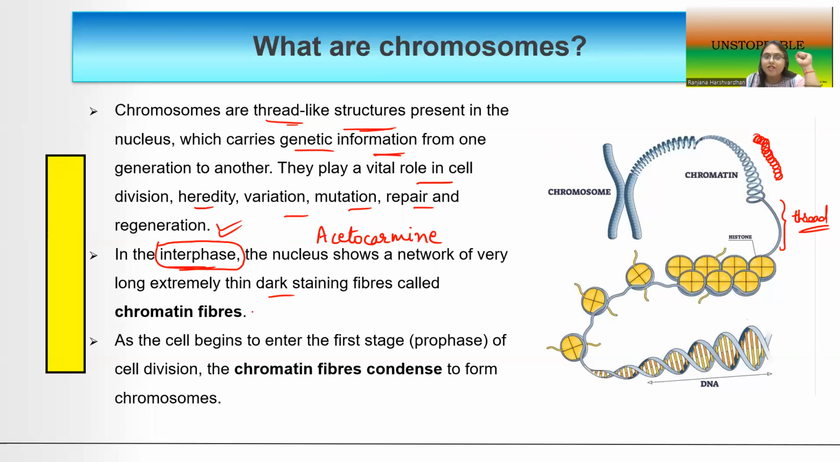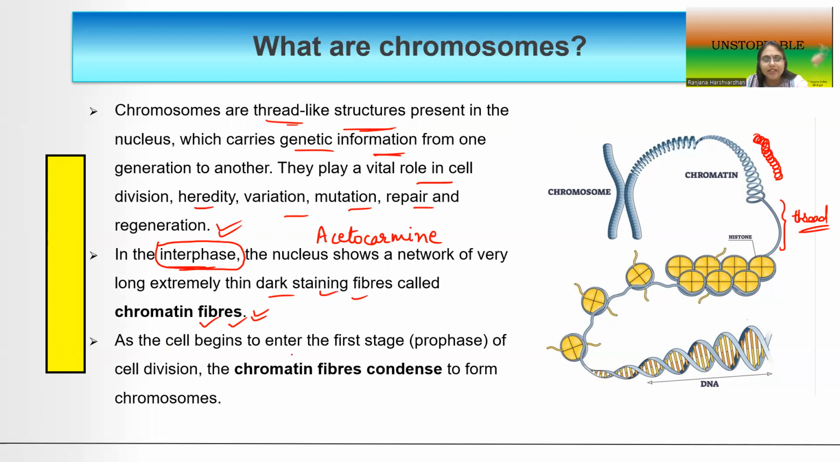Those dark staining fibers which are taking up the stains are called chromatin fibers. They were named so because they had the ability to take up the stain and get colored. Chroma is for color. Since they were getting colored in the presence of a stain, they were called chromosomes, which in the form of a thread are nothing but chromatin fibers. When they condense, they form chromosomes. When they are in a thread-like form, they are called chromatin threads, chromatin reticulum or fibers.